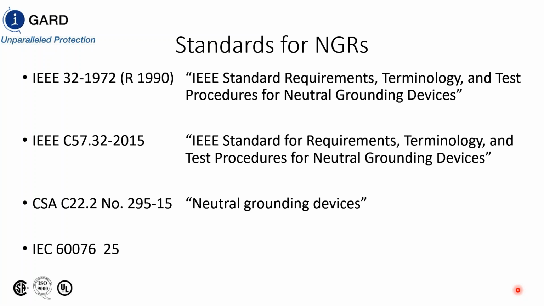And those of you in Canada, there is CSA C22.2 number 295, published in 2015, specifically for neutral grounding devices. As well, there's a new standard in IEC under the transformers, IEC 60076, Part 25, which will be for neutral grounding resistors. And that will be published probably within the next 2 or 3 years.